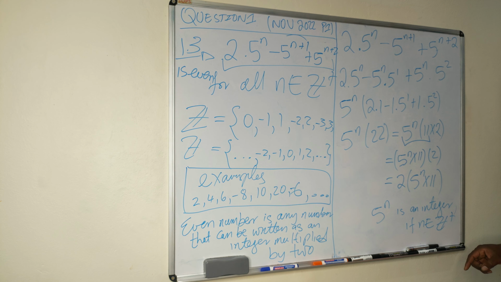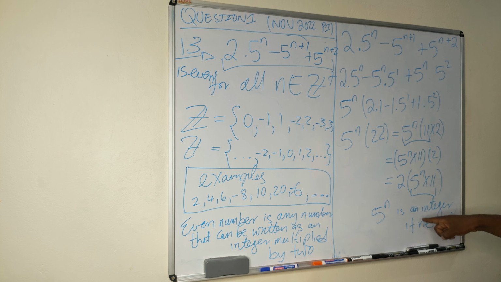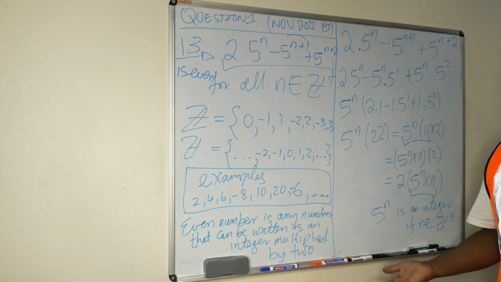And here, this part here is an integer, and this one is 2. And you said an integer is any number that can be written as an integer times 2. So we have an integer here, because this is an integer and this is an integer. So the product of those integers is an integer. And this one here is 2. So this is even because it can be written as an integer times 2.